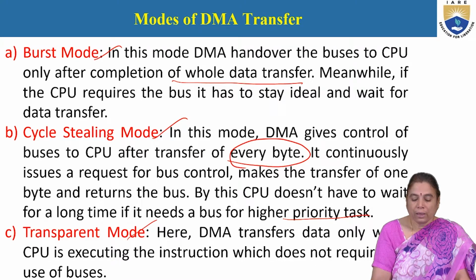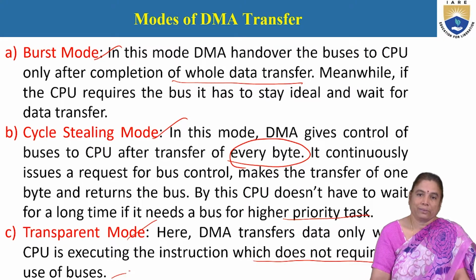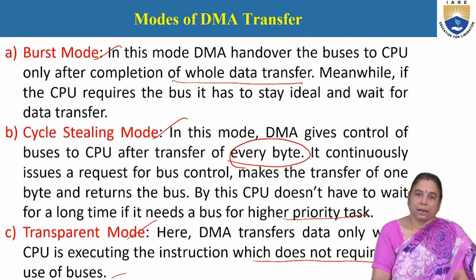And the third mode is transparent mode. Here DMA transfers data only when the CPU is executing an instruction which does not require the use of buses. So here the CPU is concurrently executing the instruction and DMA can be involved in the transfer of data in the transparent mode. Only during the time that the CPU does not require the buses does the DMA controller acquire control of the buses and transfer the data. These are the three modes of data transfer in the DMA.